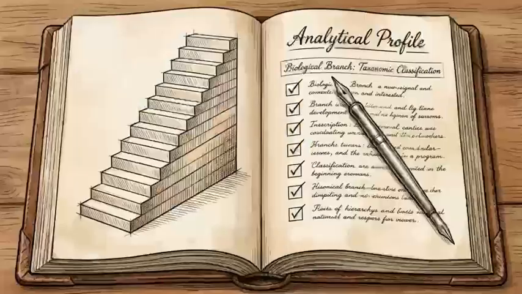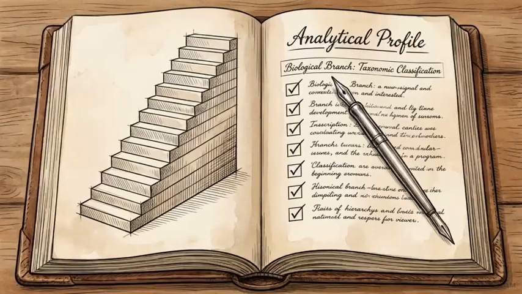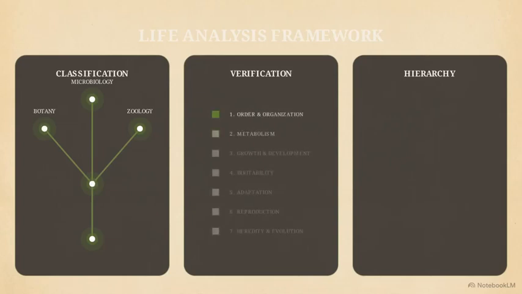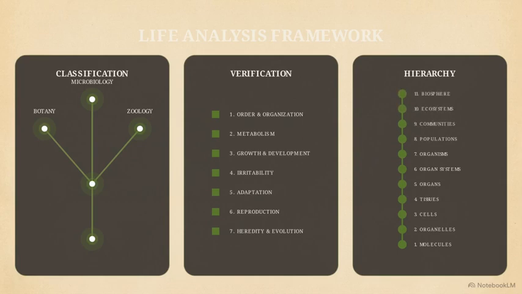Look down at your completed notebook. You now have a comprehensive 2-part scientific profile of your chosen subject. You established its primary branch, ran it through the 7 strict criteria to verify it is biologically alive, and mapped its precise structural architecture within the hierarchy of the natural world.